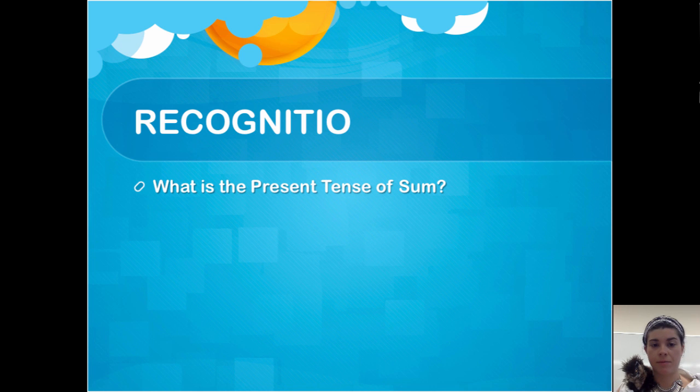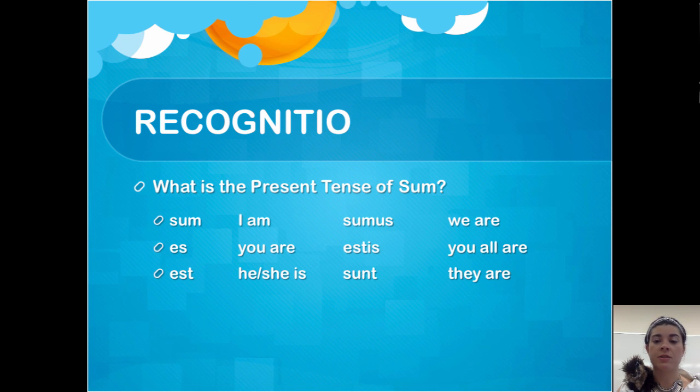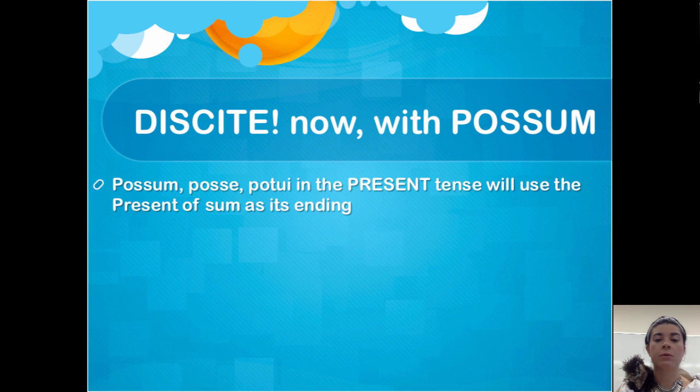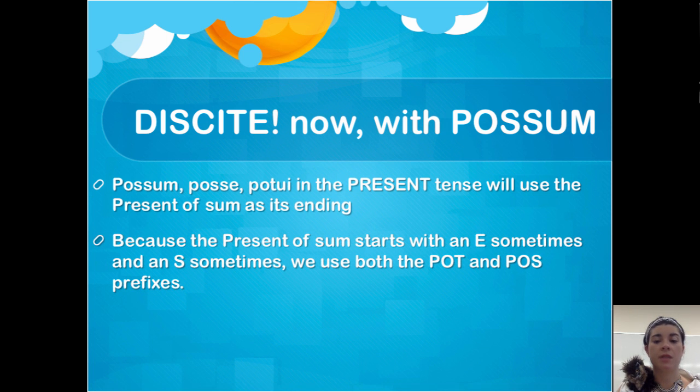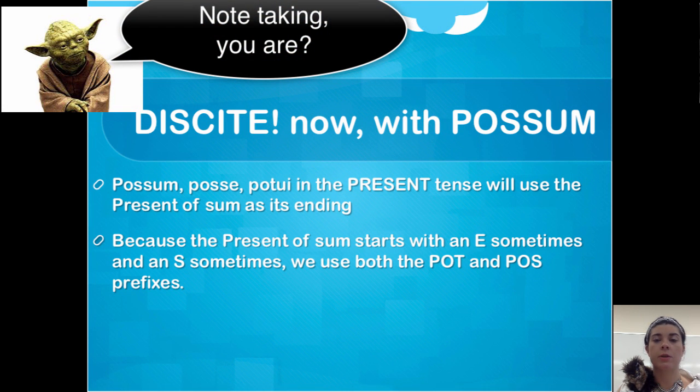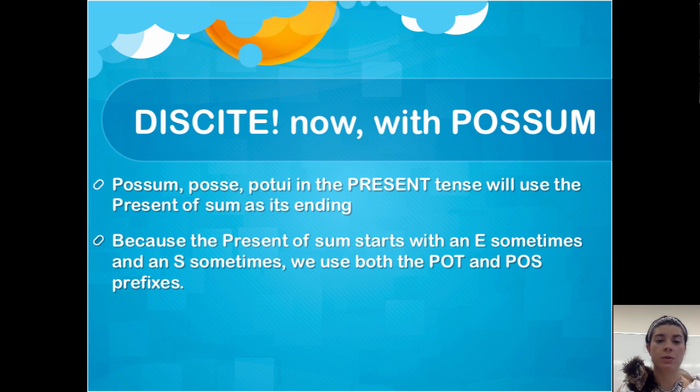What is the present tense of sum? Sum, es, est, sumus, estis, sunt. We have gone over this a couple times, so you guys should be very familiar with this. Now, with possum, the rule is essentially that we're going to use the present tense of sum as the ending, but the beginning is either going to be pot or pos for the verb. When the sum starts with an e, it's going to be pot. When the sum starts with an s, it's going to be pos. So when you have es, est, or estis, it's going to be pot in front. And when you have sum, sunt, and sumus, it's going to be pos in front.